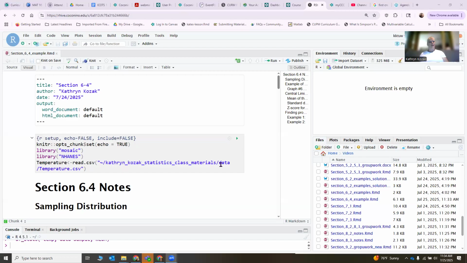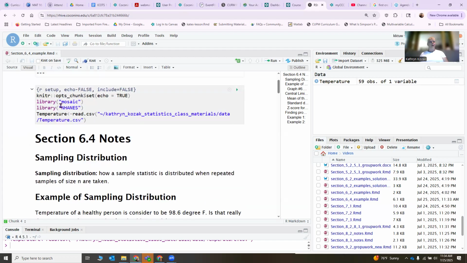Concept called a sampling distribution. First thing I'm going to do is run the setup so I can have access to my data set, and I might need the libraries Mosaic and NHANES.